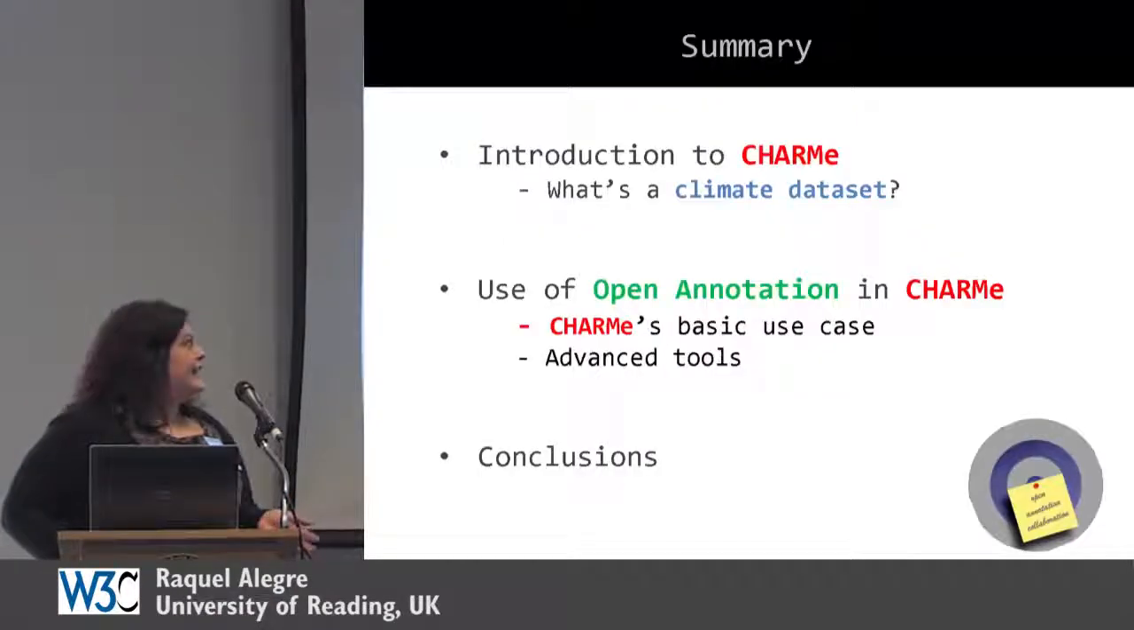So during the presentation, I'll introduce the idea behind the CHARMe project and what's a climate dataset, which is the main area we are working on. I'll also talk about how we've used Open Annotation so far and other use cases we want to tackle in the next few months before the project is over at the end of the year.